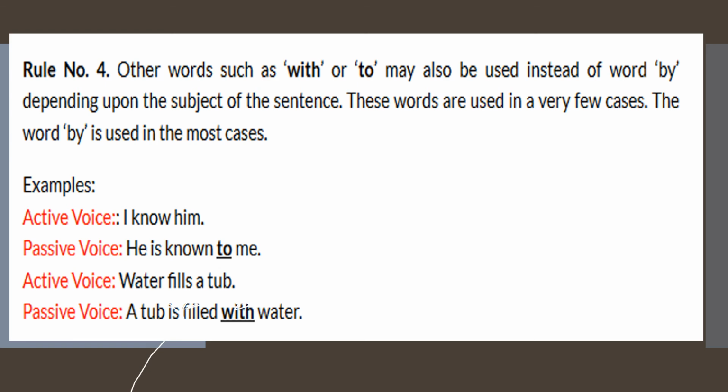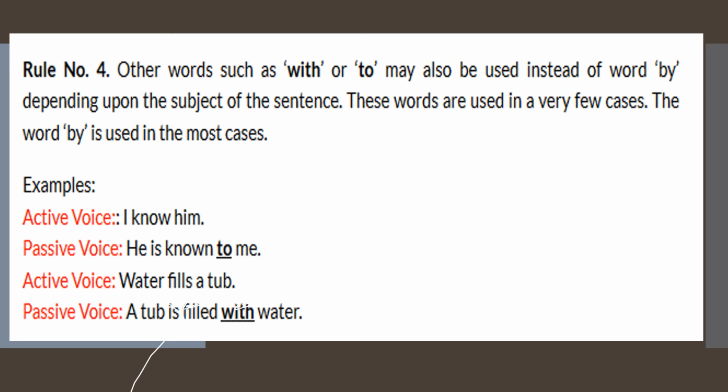Rule number 4 says other words such as with or to may also be used instead of word by, depending upon the subject of the sentence. These words are used in a very few cases. The word by is used in the most cases. As for example, active voice says I know him. In passive voice, it would be he is known to me. We will not use the word by after known.